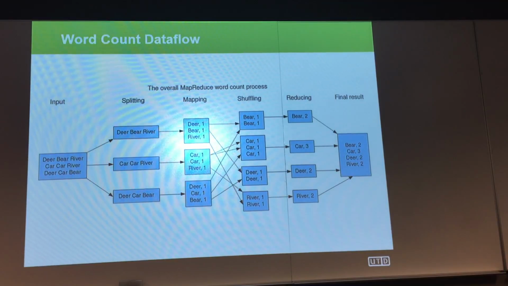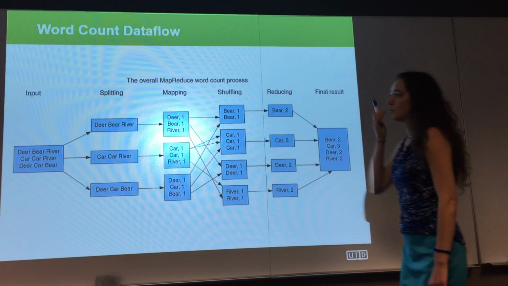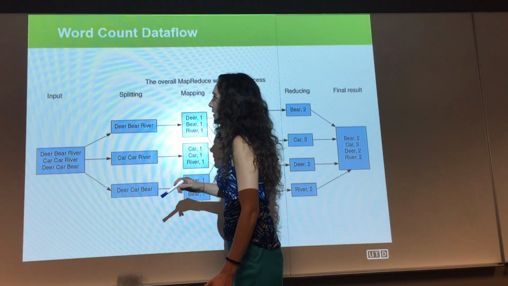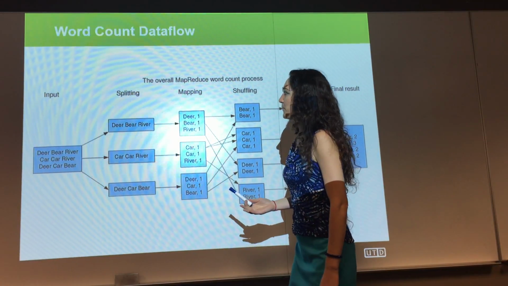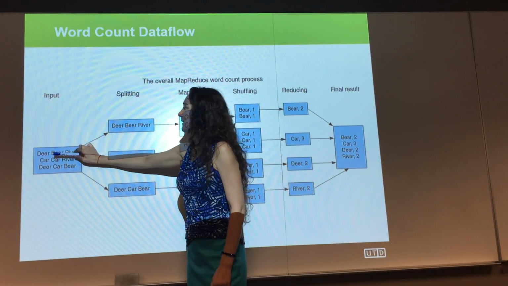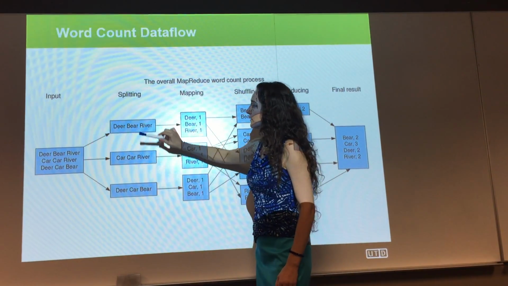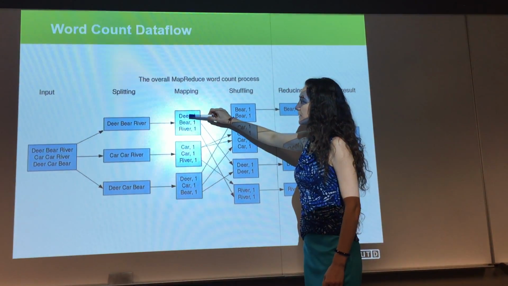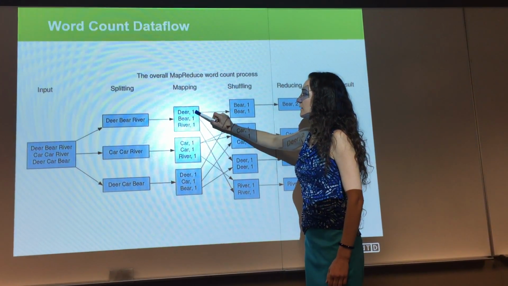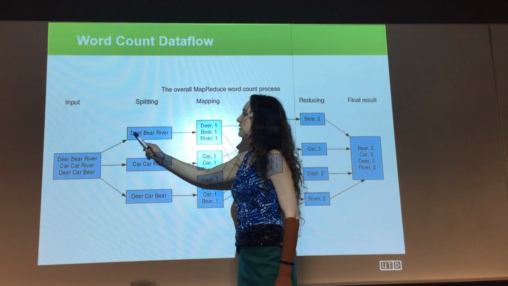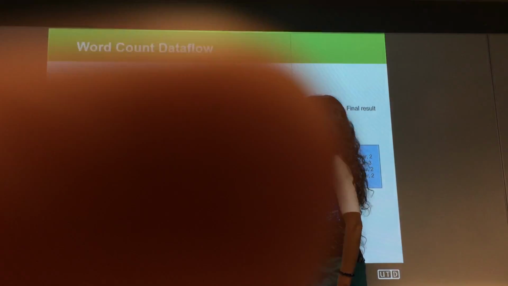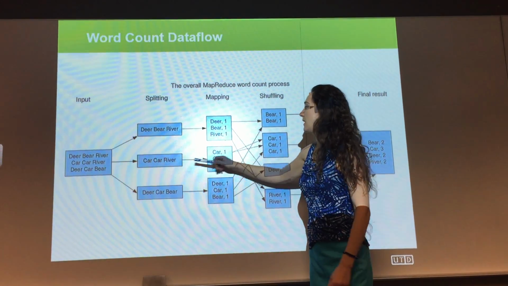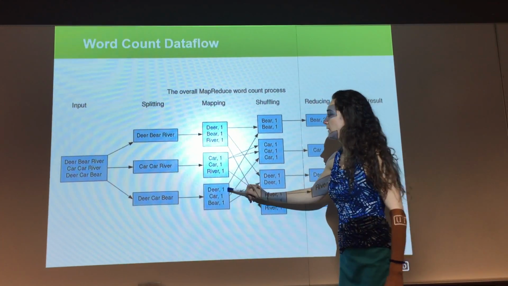So this is what happens. Let's say the text contains some words: deer, river, car, beer, and some other words. First thing that happens is splitting: one line, the next line, and the next line. The mapper will take this as a key and count. Over here, deer is only one time, so the count is 1. Same for beer and river, only one time. Same will happen for the next line. Key and count, key and count.